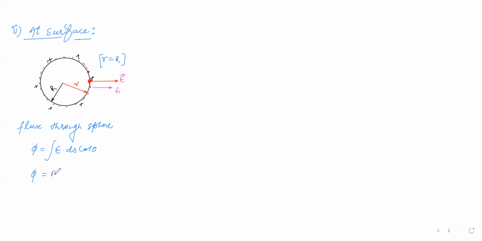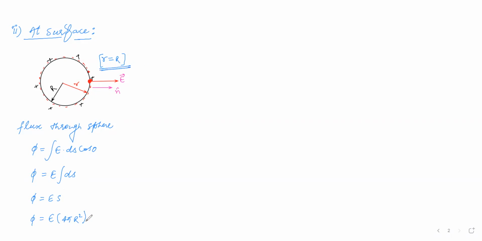Phi will be, by taking E outside, E times integration of ds. After integrating, you get S. So phi is equal to E into S. What is your total area? Total area is 4 pi R square, which is capital R square. So phi is E into 4 pi capital R square, because we have already considered here small r is equal to capital R.